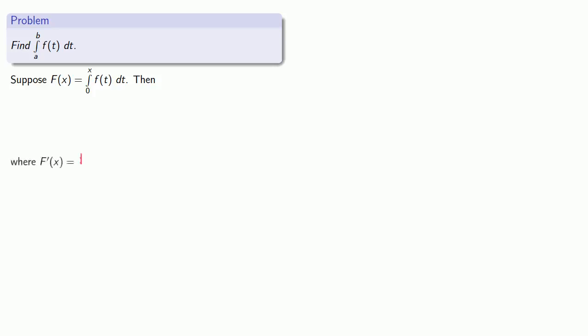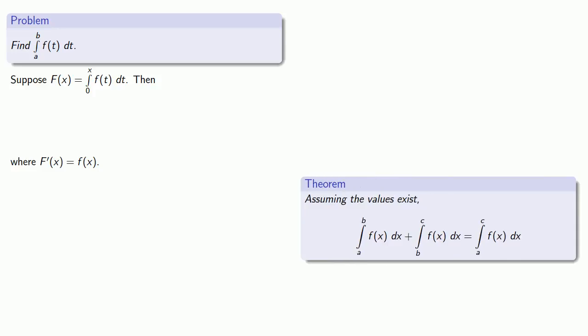So this tells us that the derivative of capital F of x is f of x. Since we'd like to find the integral from a to b, but we only know about the integral from 0 to someplace, let's see if we can incorporate that using our theorem that we can split an integral. So we'd like to be able to write an equation that includes this integral from a to b. So let's see what we can build around it.